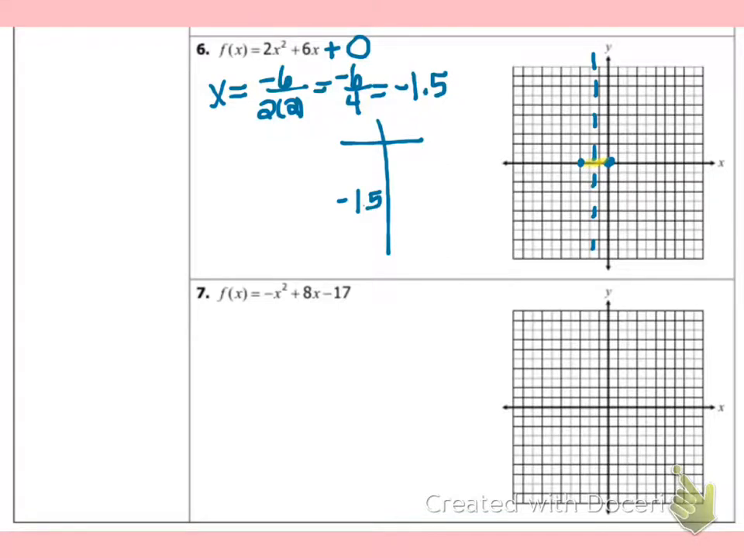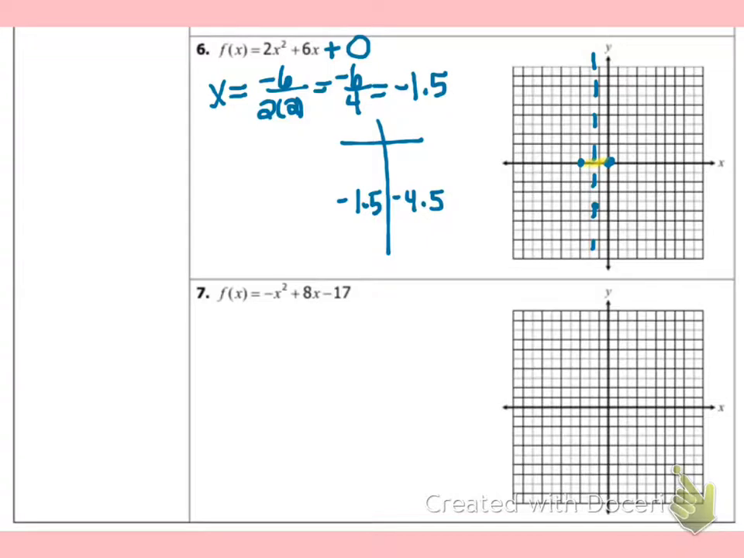So if I put my x coordinate at -1.5 and substitute -1.5 in, let's see what we get. I got -4.5 for the y-value of the vertex. So that would be -1.5, and then -4.5, so that's 1, 2, 3, 4.5. So right there, just about.